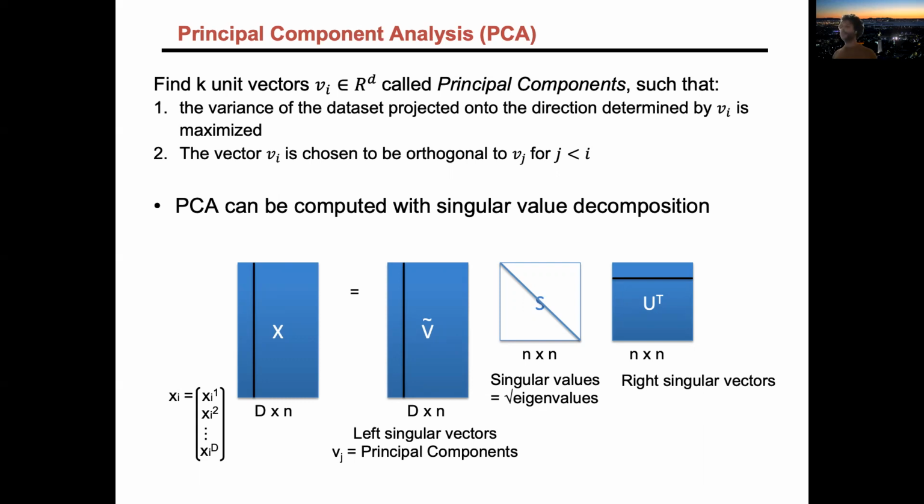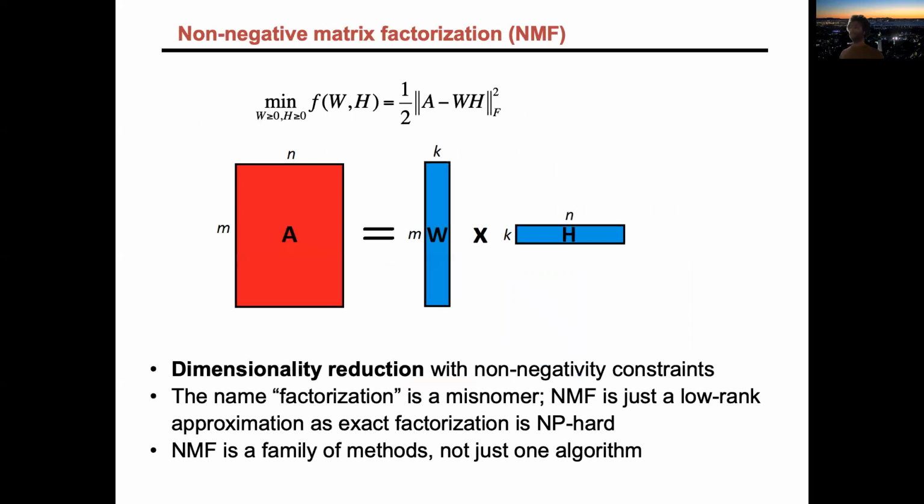Instead, I'm going to talk about a different algorithm called non-negative matrix factorization. This one is more ill-defined than PCA. PCA defines what these vectors have to be in the sense that they have to explain the variance as much as possible in an optimal way. And they have to be orthogonal to the previous directions.